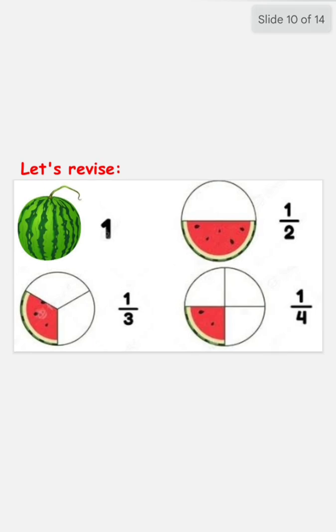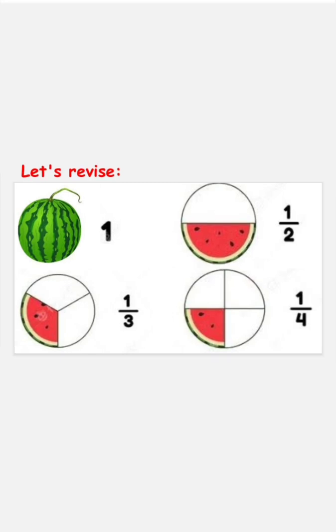Yes, let's revise. Now here you can see we have one whole watermelon. Then we have half watermelon. Then 1/3 and 1/4. Children, you can see here we have shown half, 1/3, 1/4 in fraction. Like 1/2, 1/3 and 1/4. What is that called? That is known as fraction. This is the way how we show a fraction.